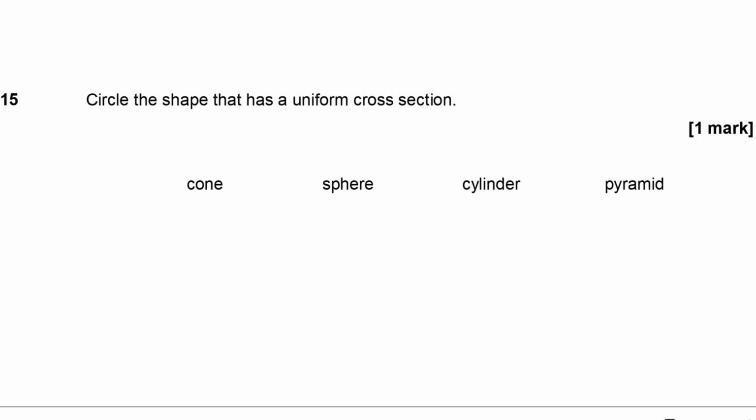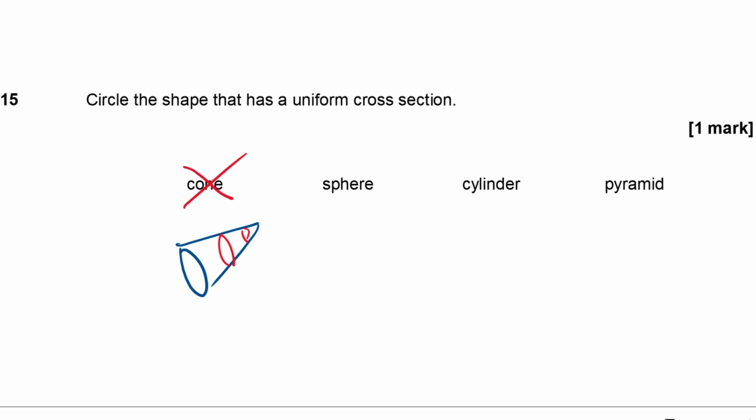Question 15. Circle the shape that has a uniform cross-section. Okay, so a uniform cross-section means it's got the same shape on its front face as it has on its back face, and if you sliced it up at any point in between, you'd get that same cross-section appearing. Okay, any shape with a uniform cross-section is a prism. Now what does a cone look like? Cone looks like that, doesn't it? So if you slice this up, you'd get a circle each time, but you would get a smaller and smaller circle depending on how far along the line that you crossed.